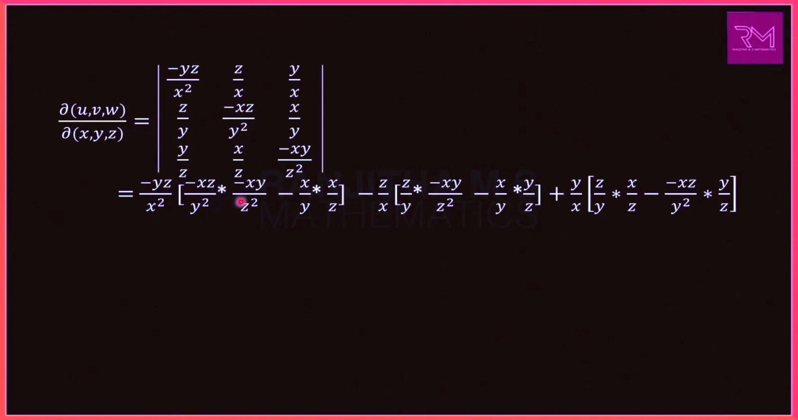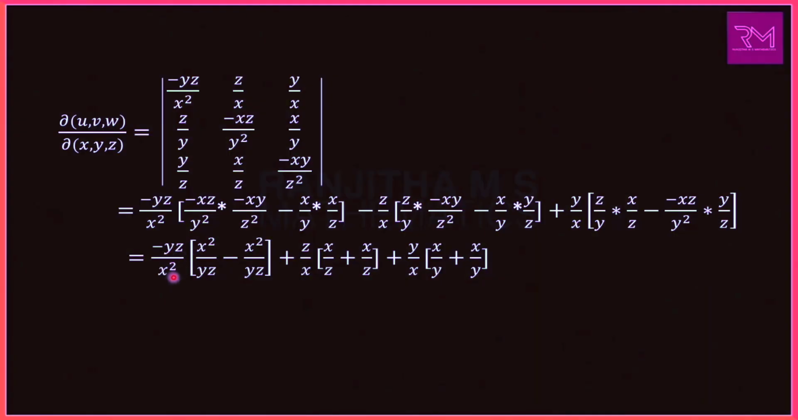Here simplifying the values we get minus yz by x square as it is into, here zz gets cancelled and 1 by y gets cancelled. Here minus into minus is plus, we get the remaining values. Here x into x is x square. Here one zz gets cancelled. Here also y gets cancelled. We get this x square divided by the remaining yz, minus here xy by xz. Hence we get x square by yz.